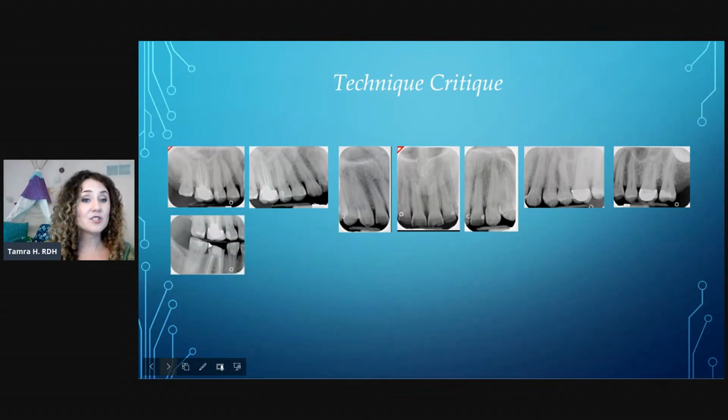Right molar bite wing looks good. We could have bisected the second premolar just a little bit more, but we can definitely see and visualize that molar area. We've got good open contacts. We can see the margins of our restorations as well as the bone levels.